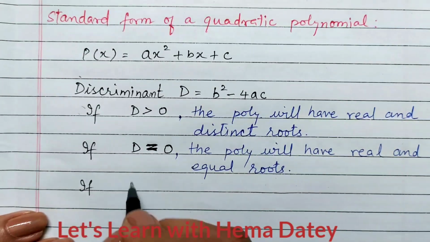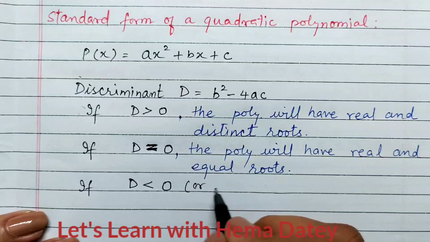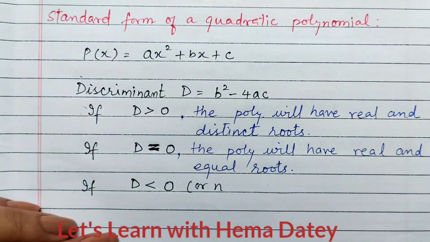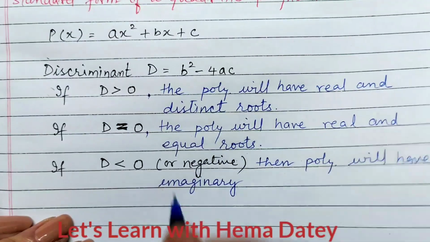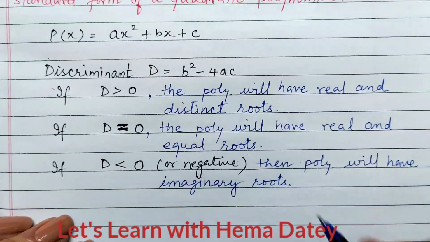If the value of the discriminant D is less than 0, or we can say if the value of D is negative, then the quadratic polynomial will have imaginary roots or no real roots.